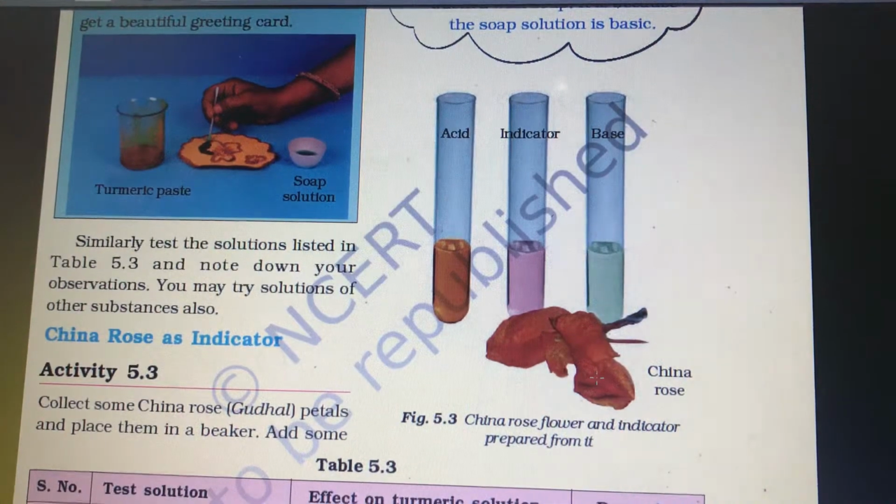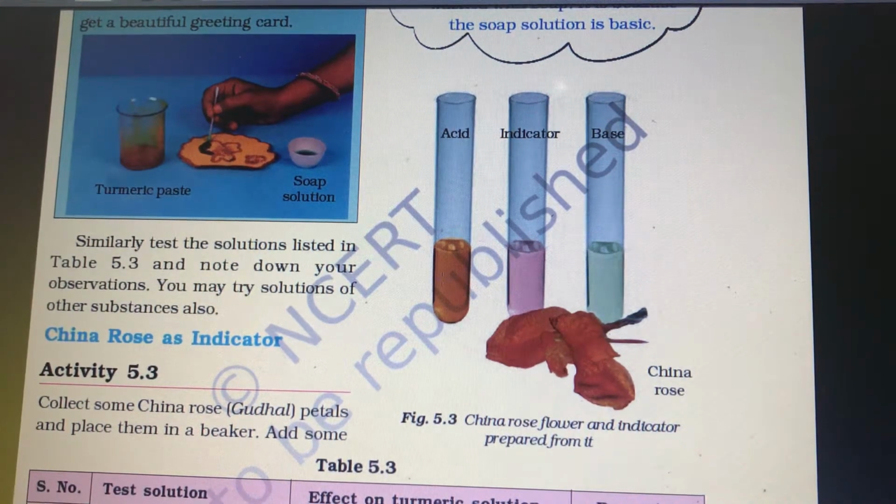Now another indicator is the China rose. This is also known as the hibiscus plant. We take the petals of the China rose. This is easily available around you right now, so the season is not there, but when the season is there, you can take this flower, then you can crush the petals and it will form a solution like this. In the test tube it is shown.